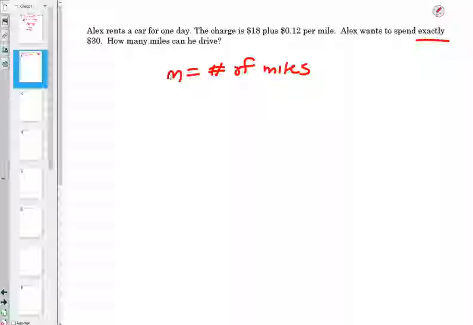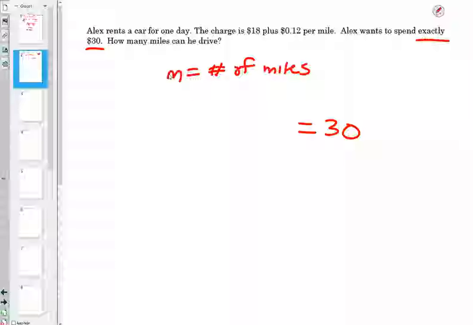What do you think that word means? Equals, yeah. So something is exactly as equals. So something here is going to equal 30. What's going to equal 30? Well, 30 is how much he's spending in one day.